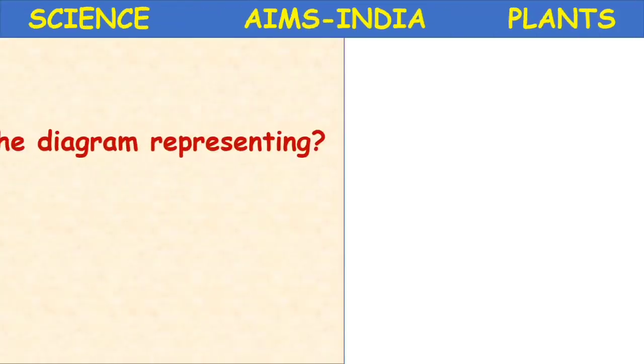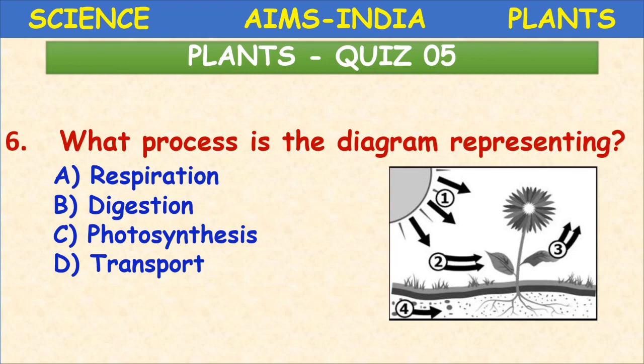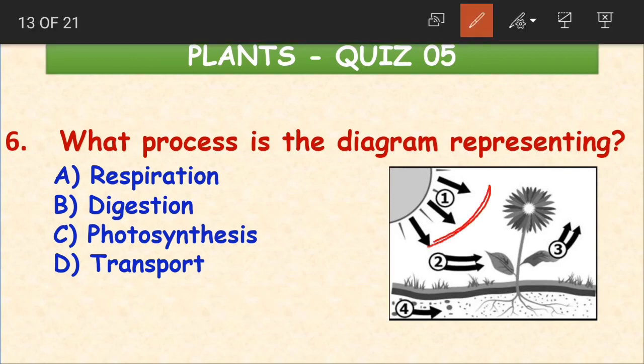So next question. What process is the diagram representing? Here we are having a process of the plant. What does this process represent? A is respiration, B is digestion, C is photosynthesis, D is transport. So what is this? Sunlight is there, carbon dioxide is there, water is there. So I'll just mark it. This is the light, this is carbon dioxide CO2, this is water H2O, and it is resulting in what, children? Two things. One is glucose, that is sugar, and another one is oxygen.